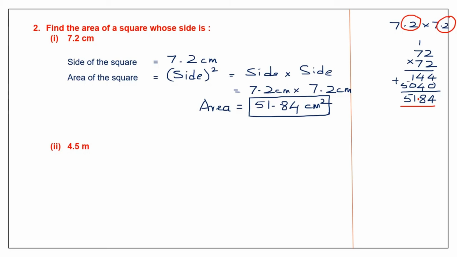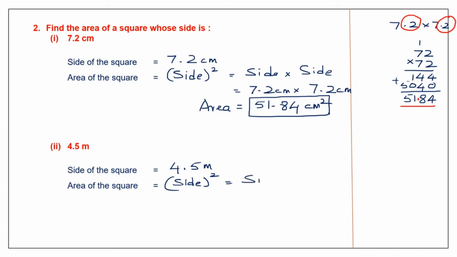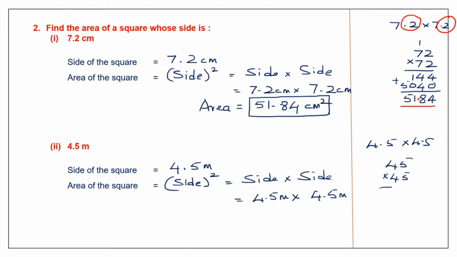Now the second question, here also the side has been given. It is 4.5 meters. So side of the square is 4.5 meters. Now let's find the area of the square with the formula area is equal to side square, which is side into side. So let's multiply 4.5 meters into 4.5 meters. So 4.5 into 4.5. That will be 45 into 45 after ignoring the point.